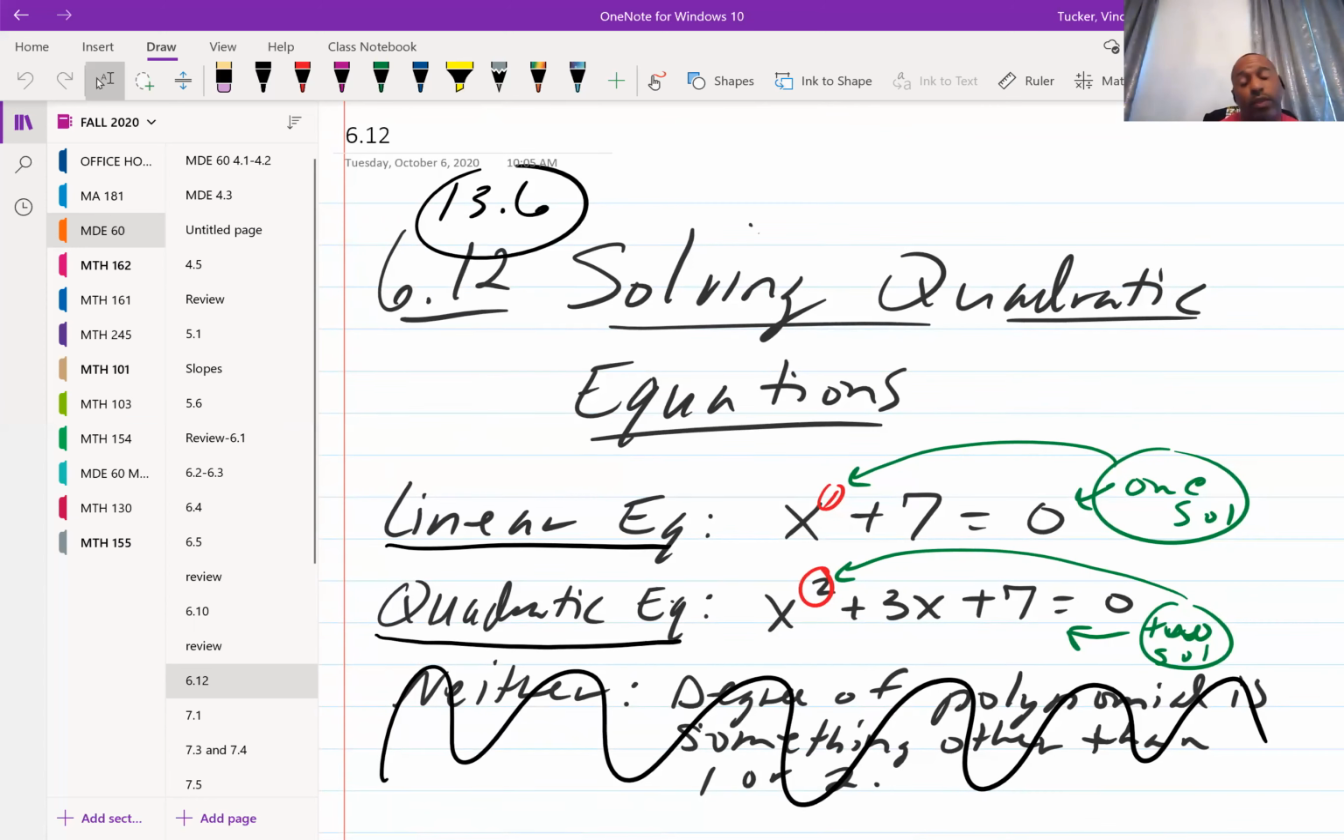Up to this point, we've solved linear equations. An example of that is x plus 1 equal to 0, wherein we would get one solution, matching our highest degree.